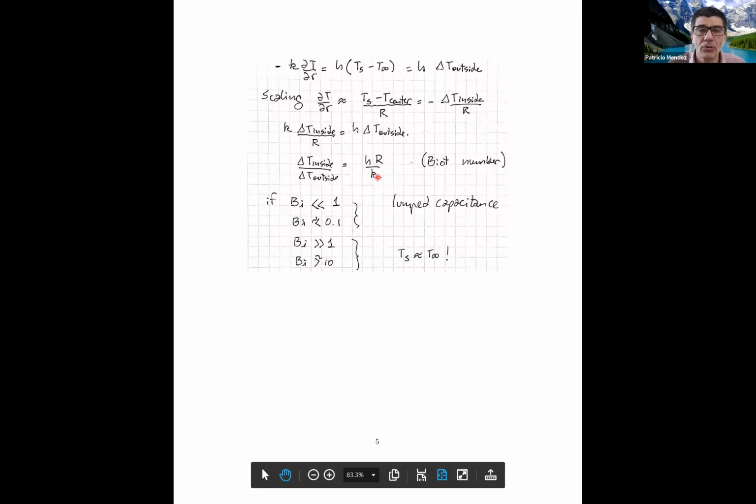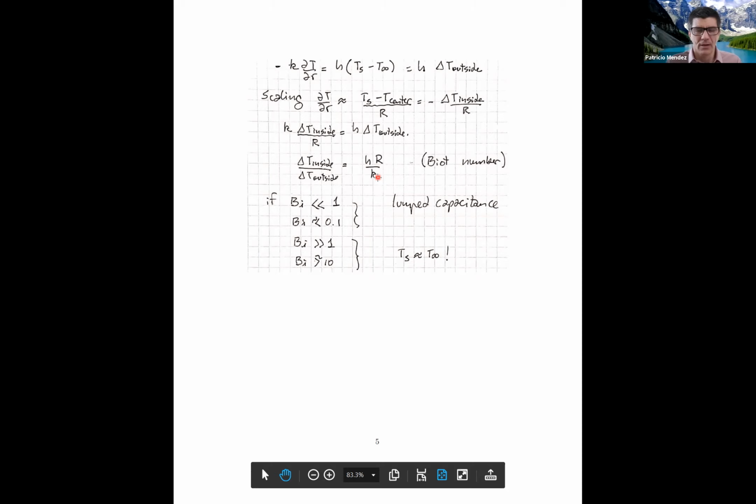This result is so general and so important that it's being given a name. The name is the Biot number. We will be using this Biot number a lot. And I wanted to share with you something that the book doesn't do: where does this Biot number come from and what does it mean?